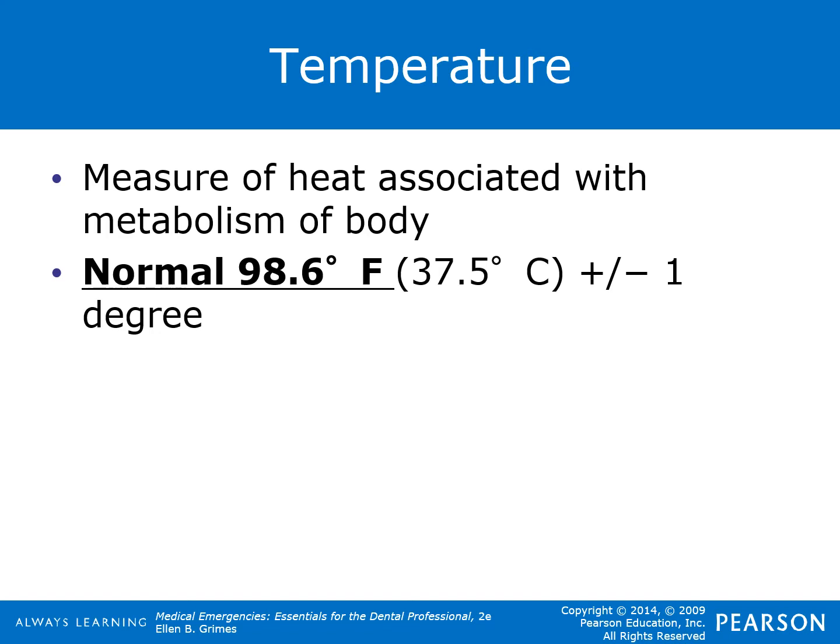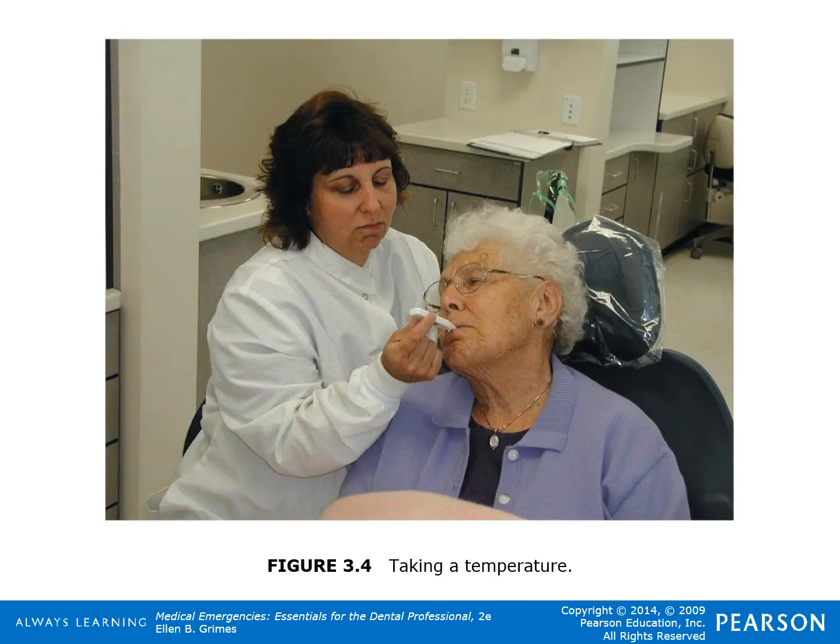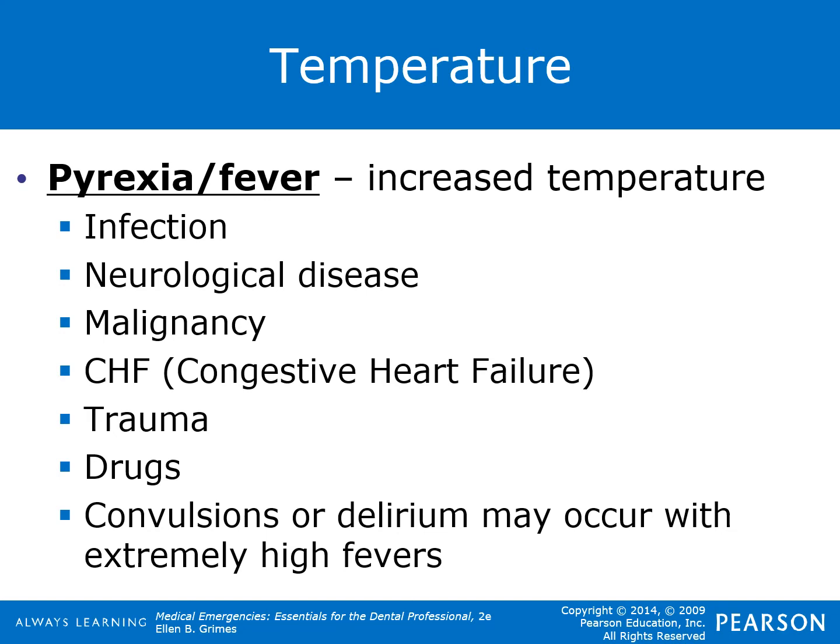Temperature, the normal temperature is 98.6 Fahrenheit, as we all know. It's the measure of heat associated with the metabolism of the body. That's what your temperature is. Pyrexia is another word for fever. It's an increased temperature: infection, neurological disease. It could be malignancy. It could be associated with congestive heart failure, trauma of some kind, drugs. Convulsions or delirium may occur with extremely high fevers. If you remember the word pyromaniac, it starts P-Y-R, a person that is in love with fires. And so pyrexia, exia means the blood, and so it's the fever, the temperature of the blood, pyrexia.